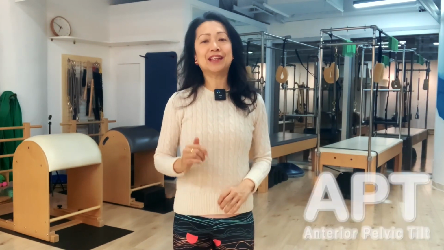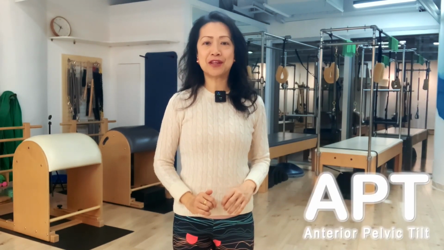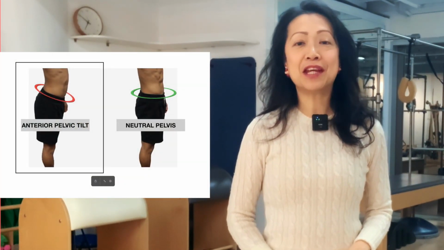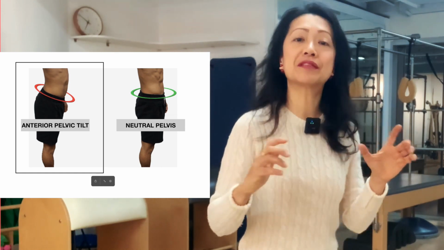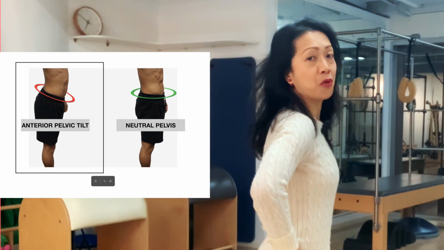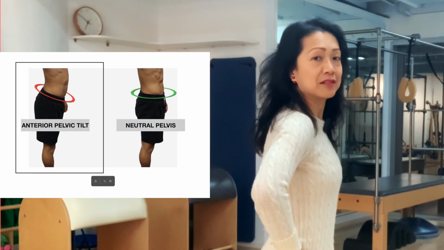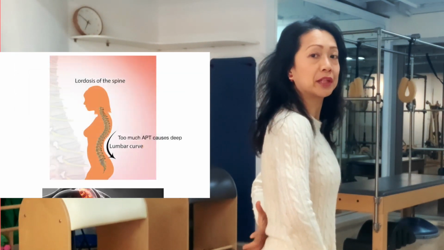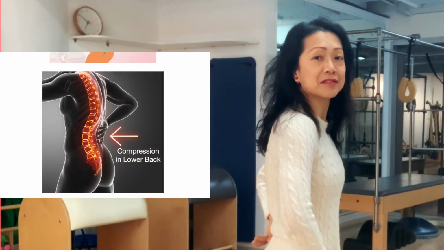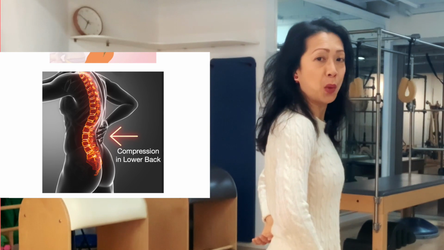Today's topic is about fixing the anterior pelvic tilt, or the APT in short. In the last video, we talked about fixing the PPT, or posterior pelvic tilt. The anterior pelvic tilt is the opposite of that, whereby the pelvis is tilted forward more than it should. As a result, your lordotic curve curves in a lot more, and there might be slight compression in the lower back.